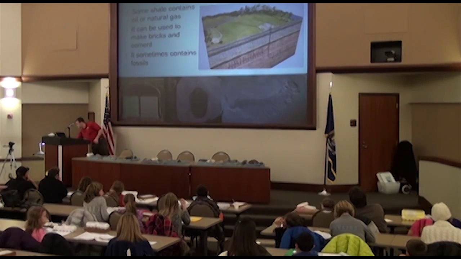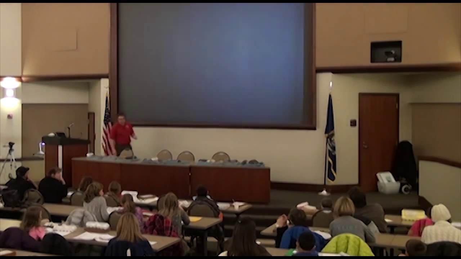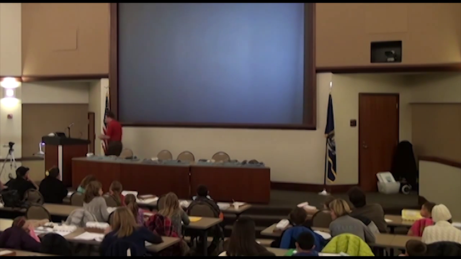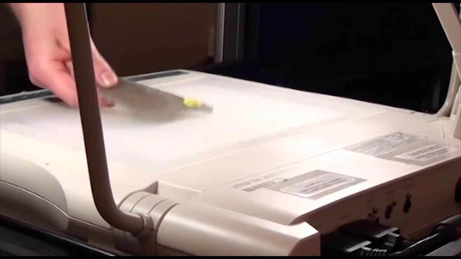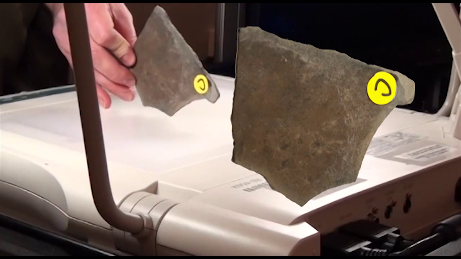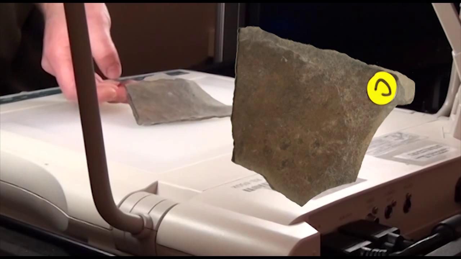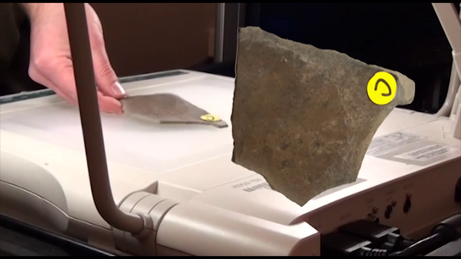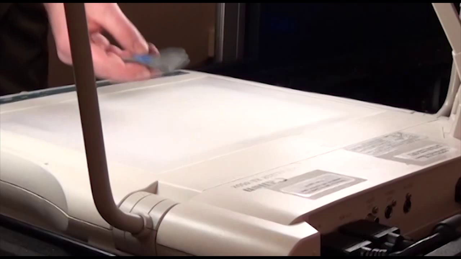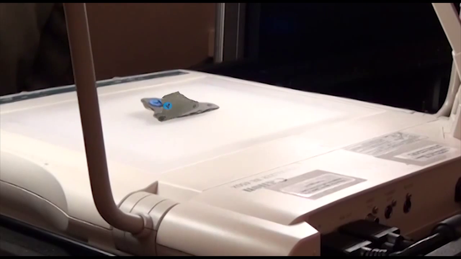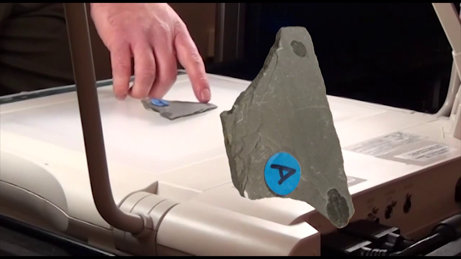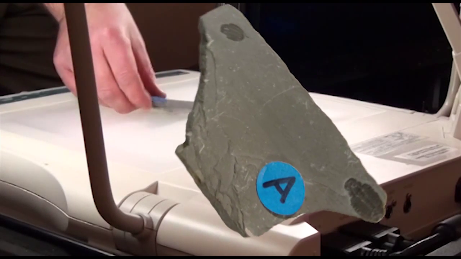Let me show you a couple of samples of shale that I brought. So this one is pretty dark. It's pretty flat. You can see it break into a thin piece. And it's a dark brown color. This one is a dark gray. This, I would say, is the most common color for most pieces of shale that you find. And it has two small trilobites. This one's from Utah.